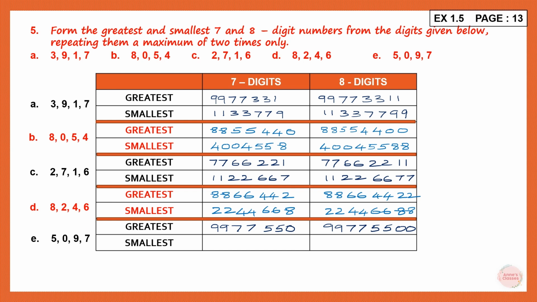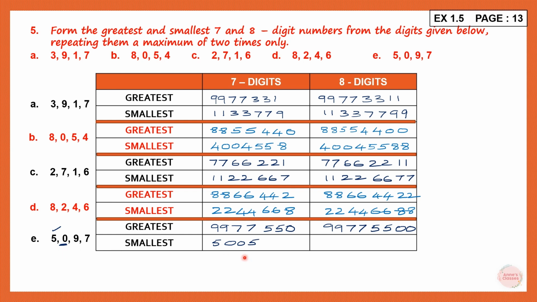Now to form the smallest, we are going to start with the smallest number, which is 0. We cannot start with 0, so we go to the next smallest, which is 5. Remember how to do this? So first write 5. So 5 only once we have written. Now we are going to write 0 twice and then put the 5 again.